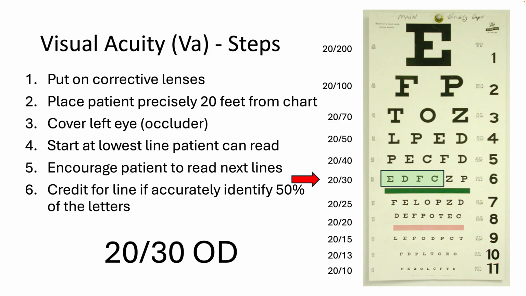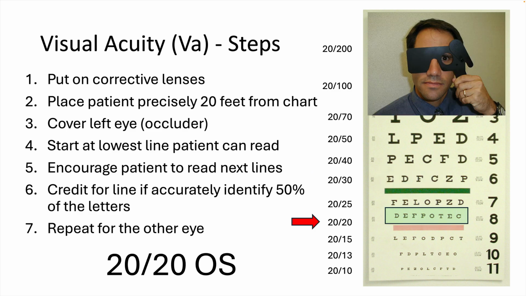In this case, the patient read E, D, F, C, but missed Z and P. They have correctly identified greater than 50% of the letters and therefore get credit for line 6, which is documented as 20/30 in the right eye. Repeat the process for the other eye. In this case, the patient read DEFPOTEC and gets credit for line 8, which is 20/20 vision.